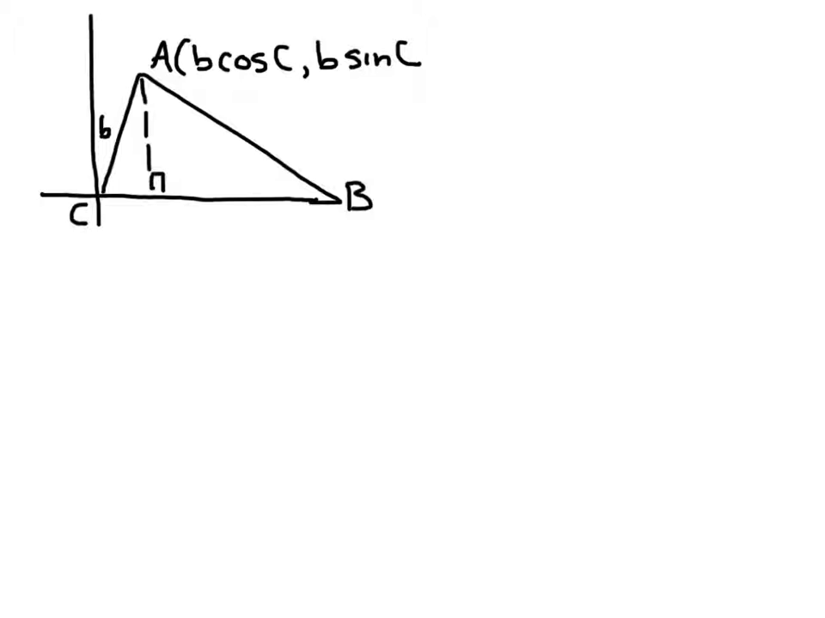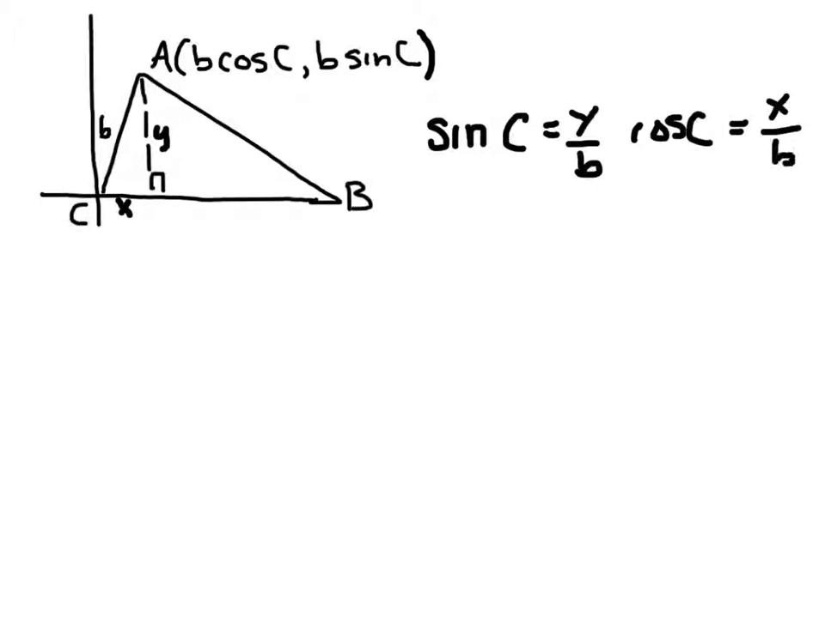So the following is the proof of the law of cosines, and first of all, let me show you where these numbers come from. If I were to take the sine of angle C, that would be y over b, and if I were to take the cosine of angle C, that would be x over b, and so here's your y, b sine C, and here's your x, b cosine C.